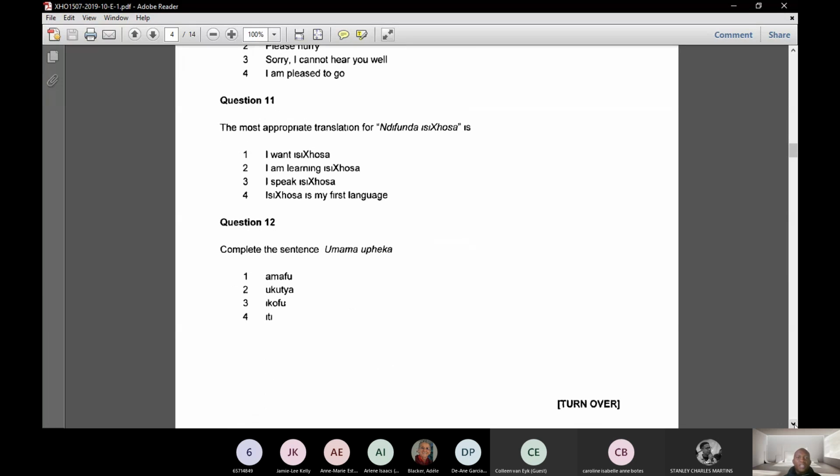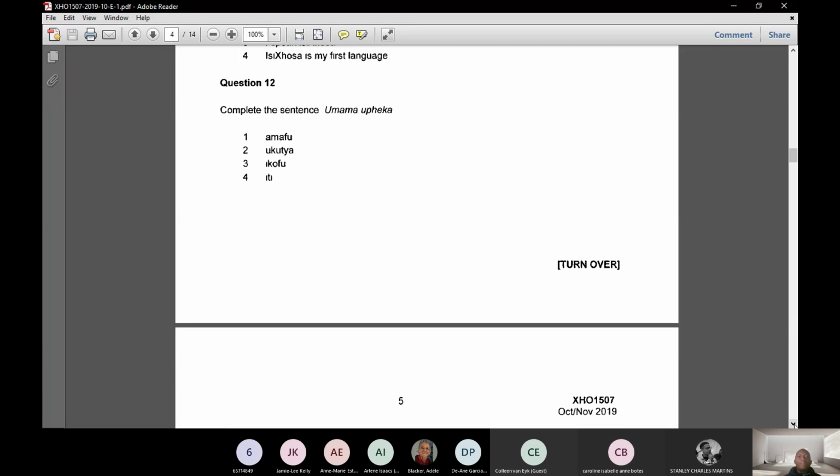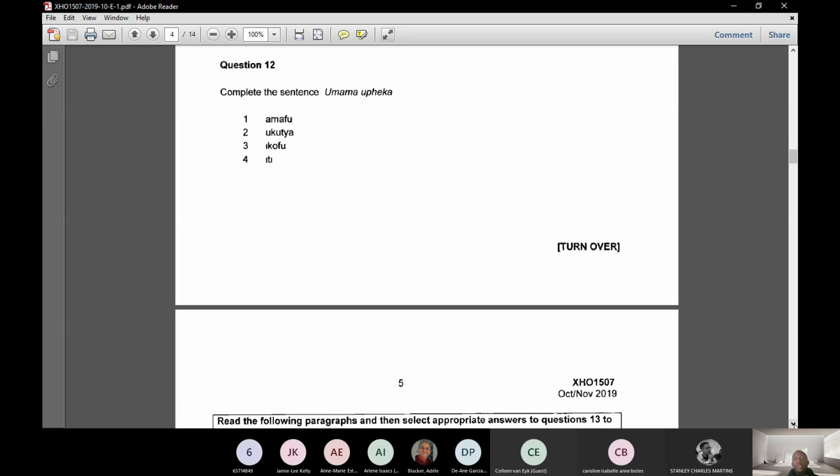Question 11, the most appropriate translation for ndifunda isiXhosa, we just did this, is I want isiXhosa, I am learning isiXhosa, I speak isiXhosa, isiXhosa is my first language. Number 2 is correct. Question number 12, complete the sentence, umama upheka. She's cooking amafu, ukutya, ikofu, iti? Ukutya is correct. Amafu are clouds. Ukutya is food. Ikofu is coffee. Iti is tea. So she's cooking ukutya.